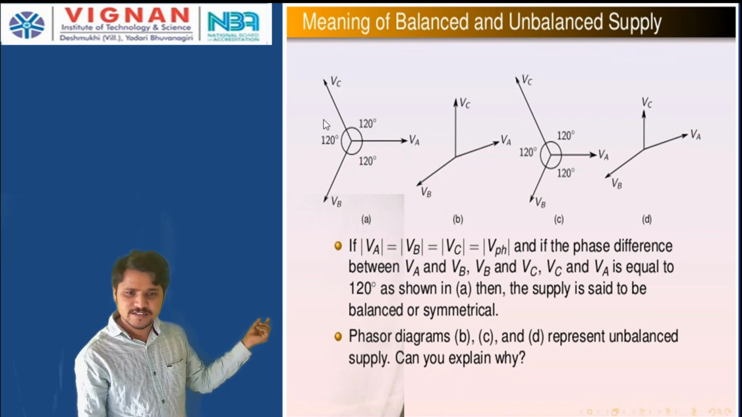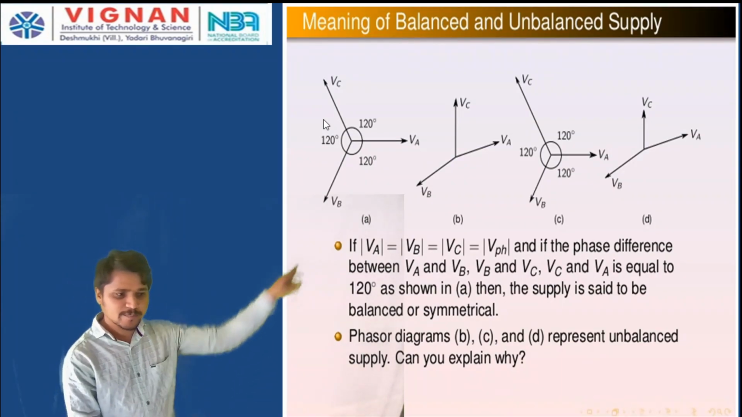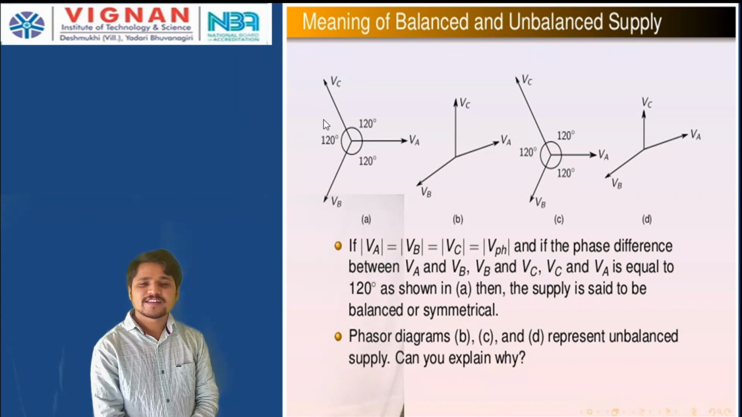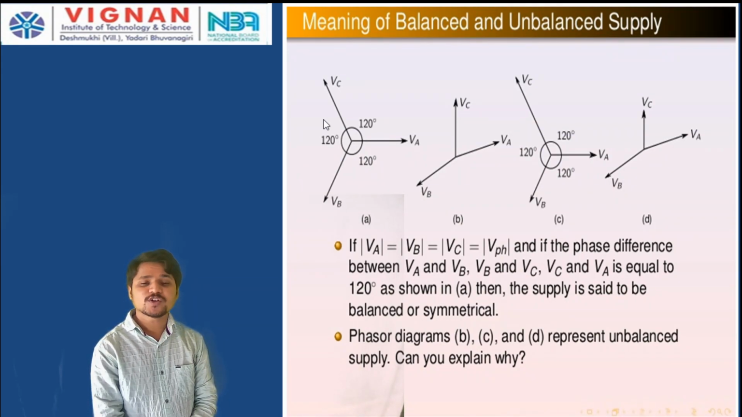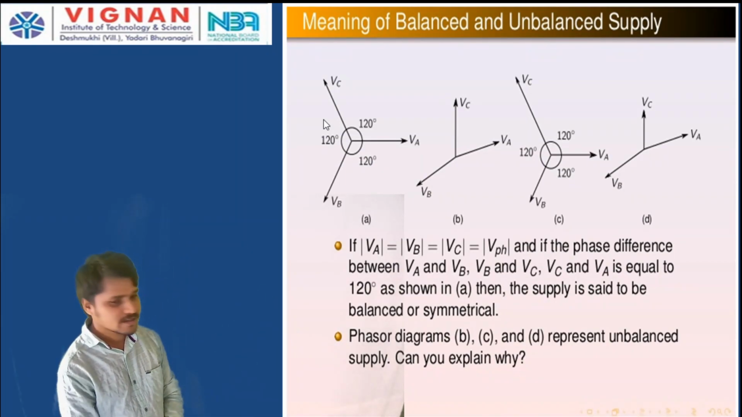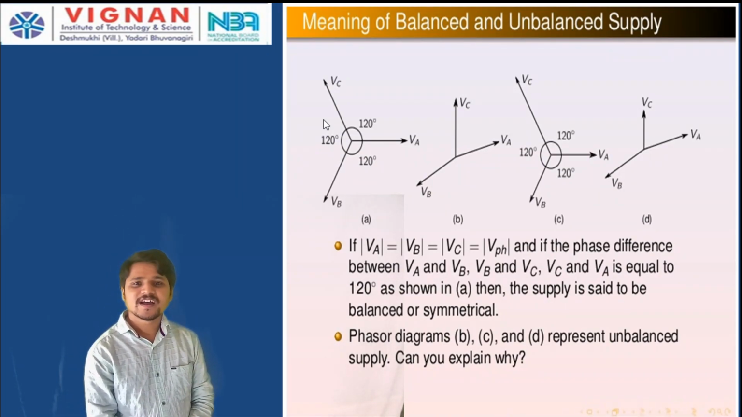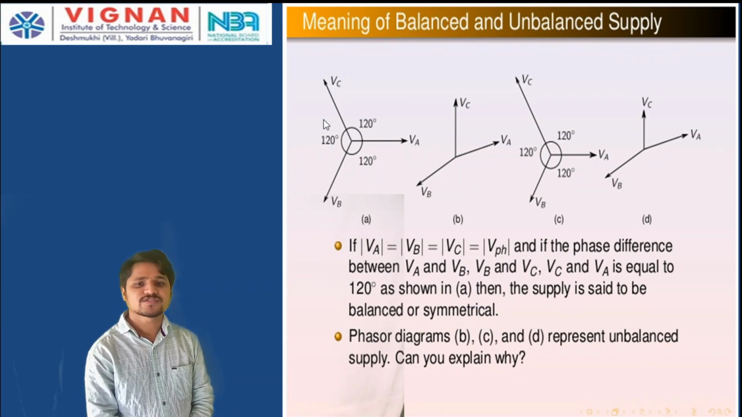Now observe figure B. In this figure B, the magnitude is the same. See, VA, VB, VC, the magnitude is the same, but the phase displacement is not satisfying 120 degrees, because VA to VB is greater than 120 degrees phase displacement, and VB to VC and VC to VA is less than 120 degrees phase displacement. Therefore, this figure B represents an unbalanced system, unbalanced supply.